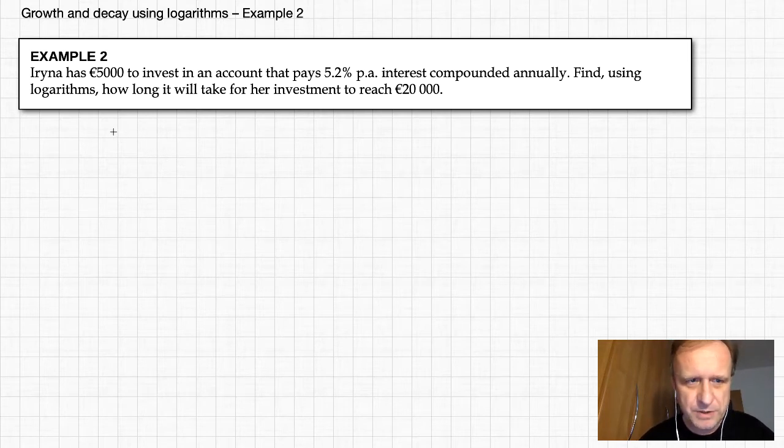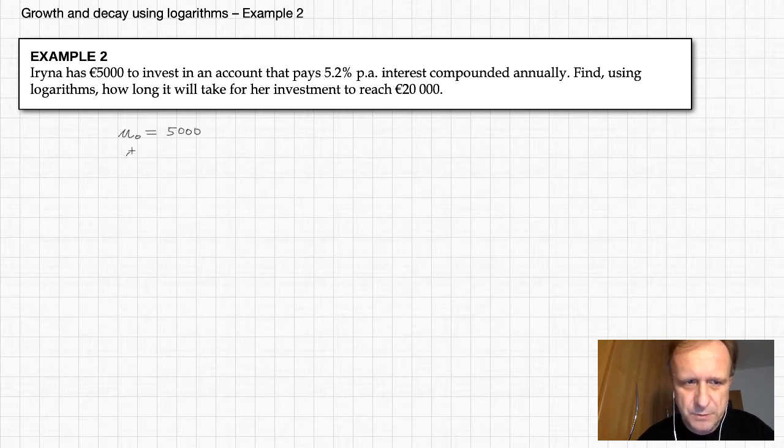Okay, so the initial amount that Irina has, u sub 0, is 5,000 euros. I will not write down the euro symbol, it's just 5,000. Now I want to know the number of years she has to wait until her investment attains the value of 20,000 euros. So what we know, it is compounded annually, which is said here in the problem statement, and the interest rate is 5.2% per annum.